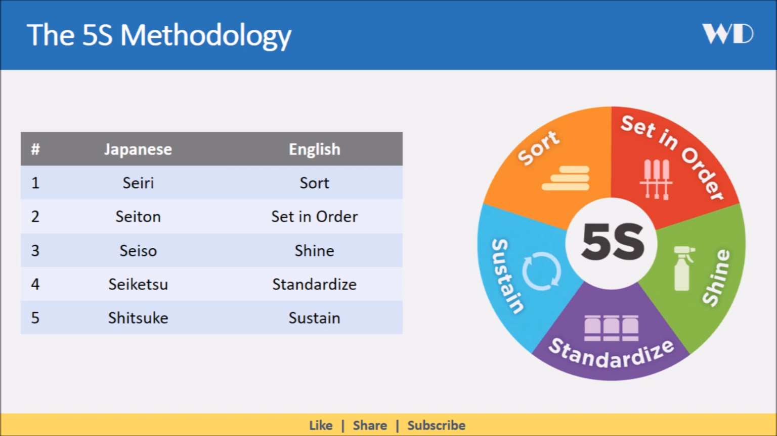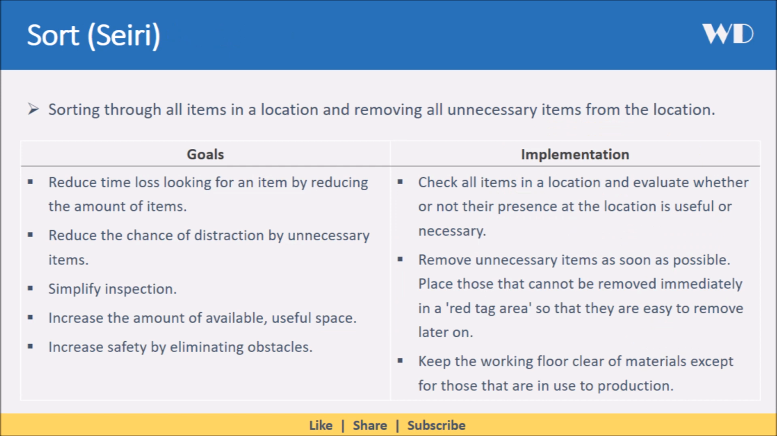The first S is to sort. It's important to start by removing unnecessary clutter. It refers to sorting through all items in a location and removing all unnecessary items from the location. The goal is to reduce time loss looking for an item by reducing the amount of items, reduce the chance of distraction by unnecessary items, simplify inspection, increase the amount of available, useful space, and increase safety by eliminating obstacles.